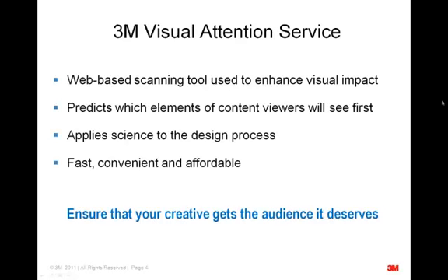The 3M Visual Attention Service is a web-based scanning tool that you can use to enhance the visual impact of your designs. VAS predicts which elements of content viewers will see when they first look at a scene. This allows you to apply science to the design process. VAS is fast, convenient, and affordable. You can use VAS to ensure that your creative gets the audience that it deserves.